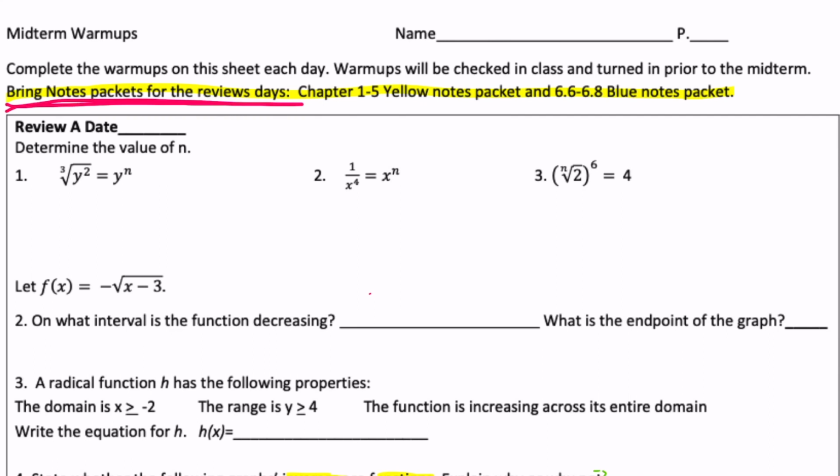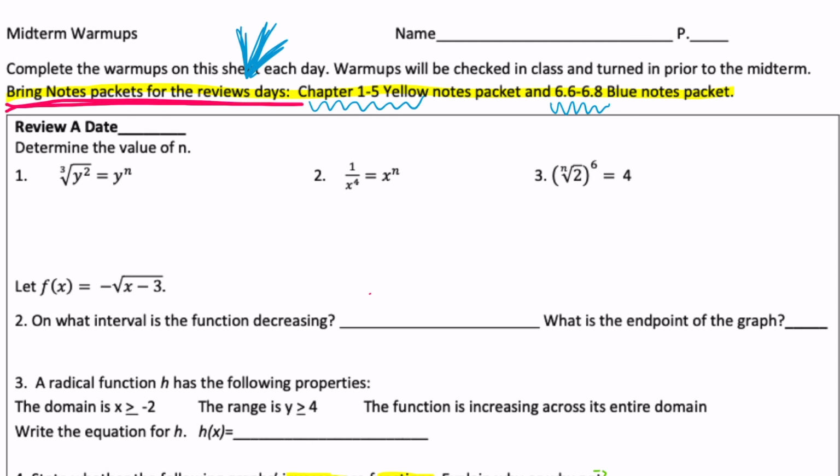Midterm warm-ups. As we prepare for our midterm, we'll be reviewing many of the skills we've learned this semester. It's going to be extra important that you bring your notes packets on these review days. That means your chapters 1 through 5 notes packet and your 6-6 to 6-8 notes packet. We'll be seeing many of these skills in pretty creative ways.